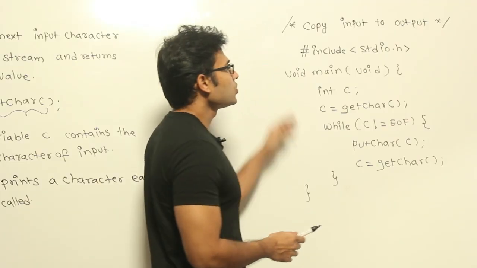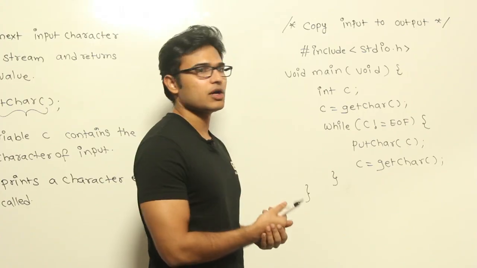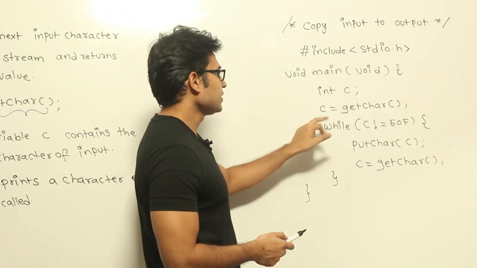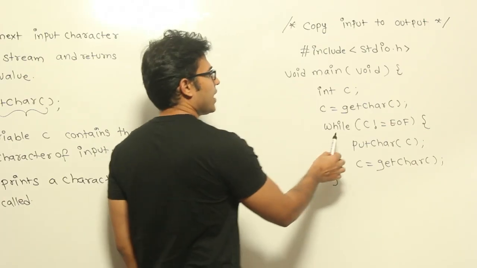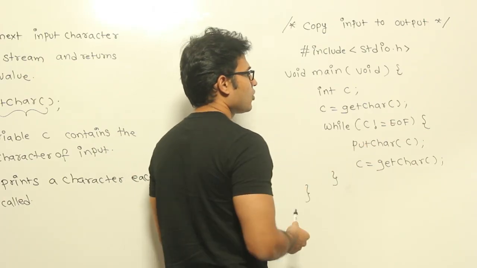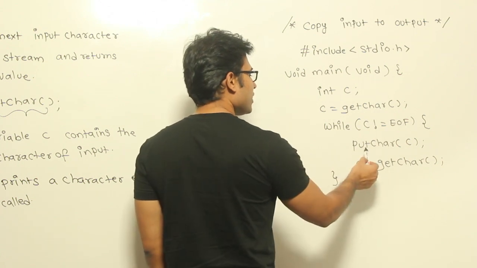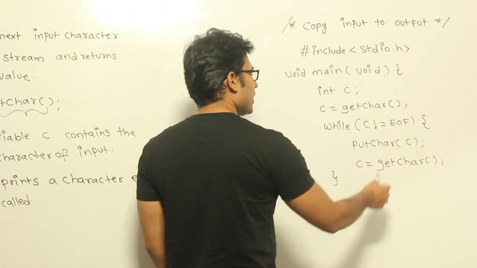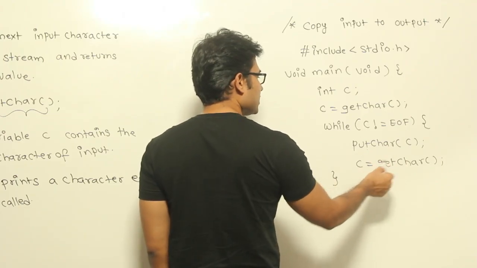Now, copy the input to output. Let us say we want to just copy the input and simply print it to the output. Okay, void main(void), int c = getchar(), which means we are reading a character, and while c is not equal to end of the file, that is, as long as c is not equal to EOF, we are going to putchar. putchar means we are going to print that character. And again, after we print a character, we read the next character, c = getchar().